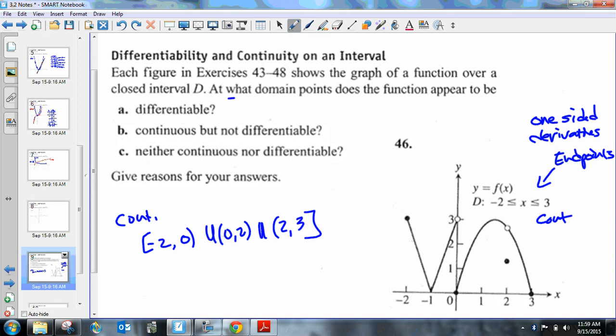Okay, so we're differentiable from -2 to -1, union that with from -1 to 0. Union that from 0 to 2. Okay, and then union that from 2 to 3. And I'm going to go ahead and just include the endpoints. I'm not going to count off if you don't. That's okay. Okay, so the question is, where are we continuous but not differentiable?